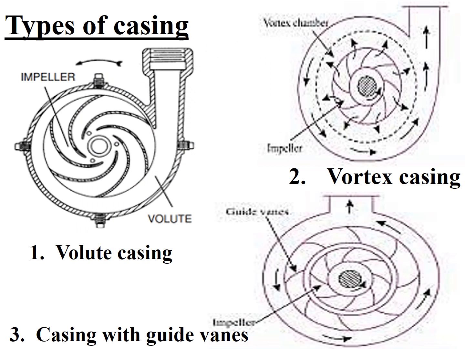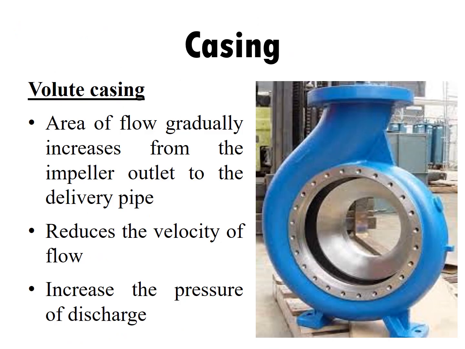Now we also have different types of casing. One is volute casing, the second is vortex casing, and the third is casing with guide vanes. We will now look at each one of these in detail. For the volute casing, a figure is shown here. The area of flow gradually increases from the impeller out to the delivery pipe, which means the velocity of the flow is reduced. When the velocity of the flow is reduced, the discharge pressure is highly increased.